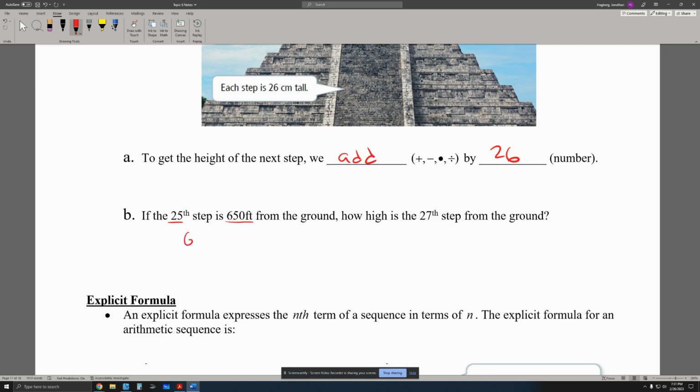then we know that we can find the next one to be 650. I think this should say centimeters. So go ahead and change that to centimeters. Then 650 plus 26 would give us our 26th step, which is 676 centimeters off the ground. In order to get the 27th step, we have to add another 26 centimeters, and that would be equal to 702 centimeters.